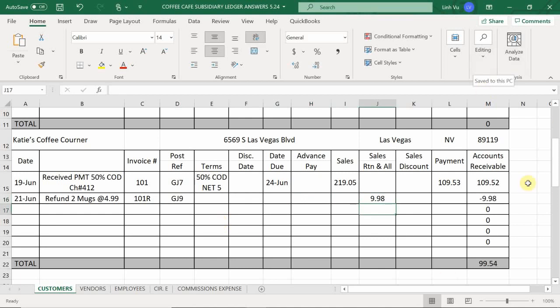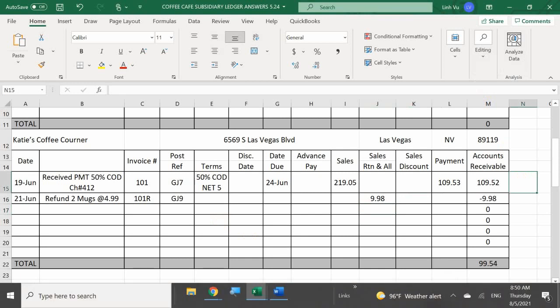Yeah, it deducts it from the total. Okay. Good. I'm also going to make sure that I put this here in case we do issue more than one invoice to Katie. So I'm going to leave it there on the side. Good.